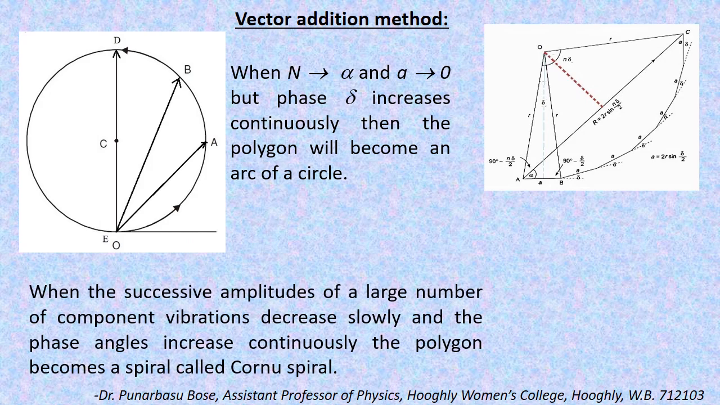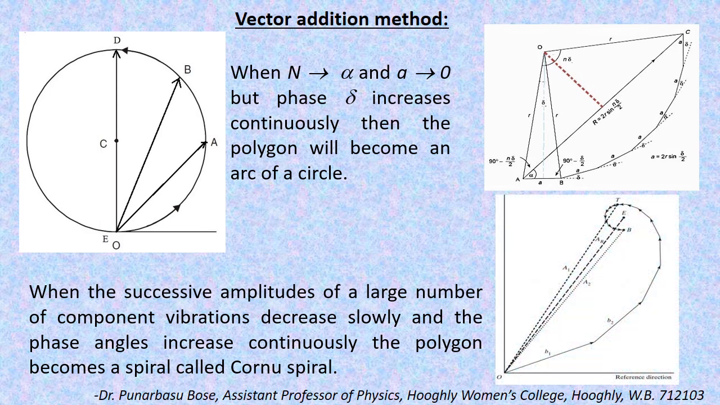And the second special case is when the successive amplitudes of a large number of component vibrations decrease slowly and the phase angles increase continuously. Then the polygon becomes a spiral and it is called Cornu spiral. It has very much application in the study of Fresnel diffraction.